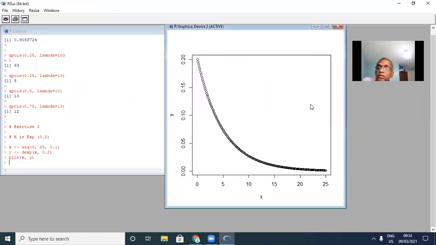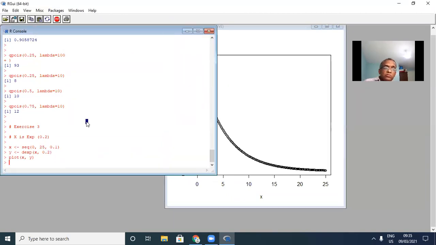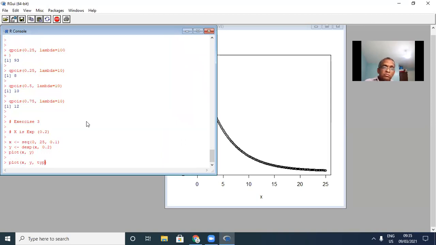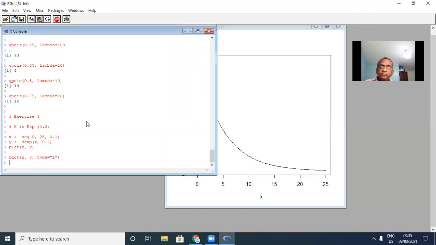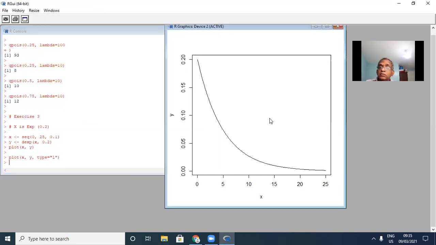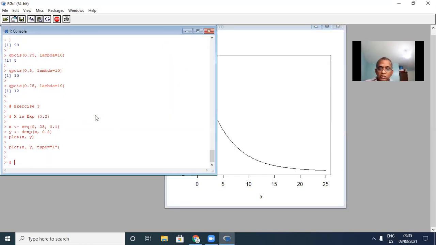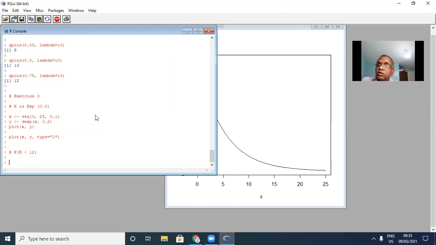So what I have drawn here is the density of an exponential with parameter 0.2. And as before, you can join up the points using type equal to L. This is what you will get, right? All right, the next thing we want to do is find the probability that x is less than 12. Remember, because x is exponential, a continuous variable, x less than something is the same as x less than or equal to something. It doesn't make a difference.